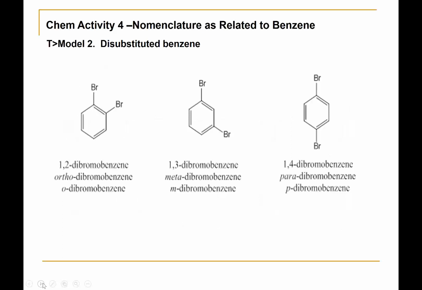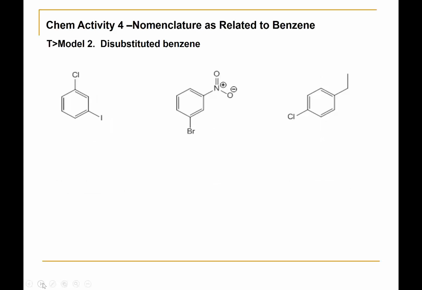Of course, it's possible to have disubstituted and trisubstituted benzene compounds. Here are some examples of disubstituted dibromo compounds. It follows a typical pattern. You use a number to indicate where the substituent is. If there are two substituents, therefore disubstituted, you can refer to the relative position using the prefixes ortho, meta, and para. Ortho being 1,2, meta being 1,3, and para being 1,4.